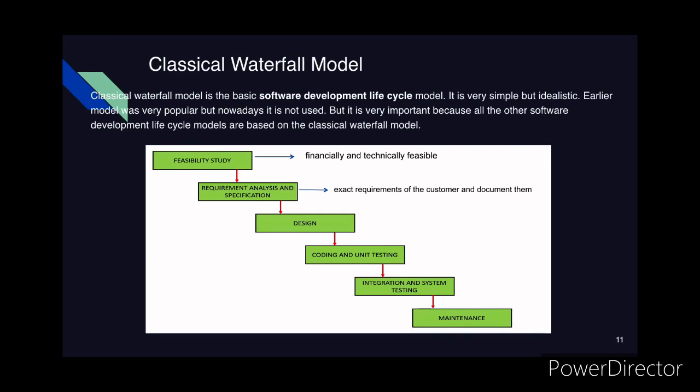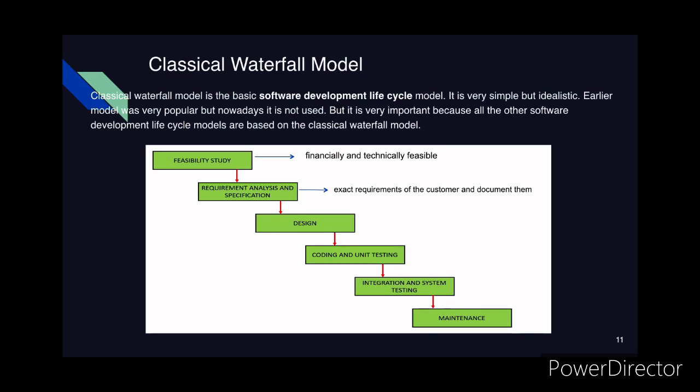The last phase of the SDLC model is maintenance. Maintenance is the most important phase of a software lifecycle. The effort spent on maintenance is 60% of the total effort spent to develop a full software. There are basically three types of maintenance. First is corrective maintenance. This type of maintenance is carried out to correct errors that were not discovered during the product development phase.